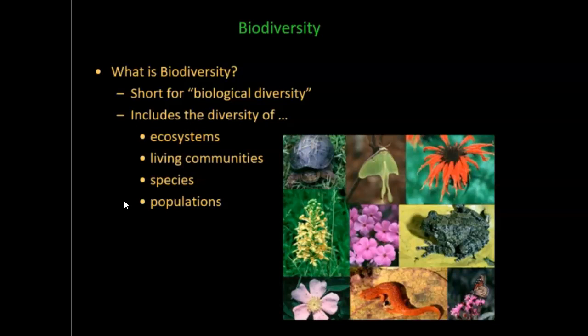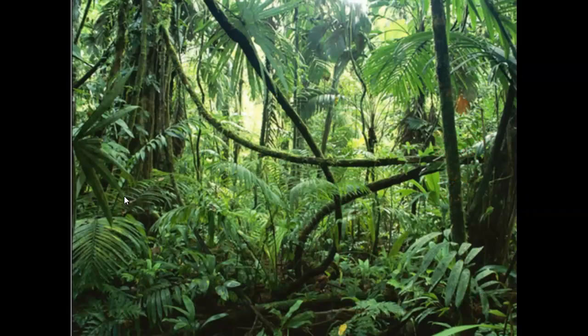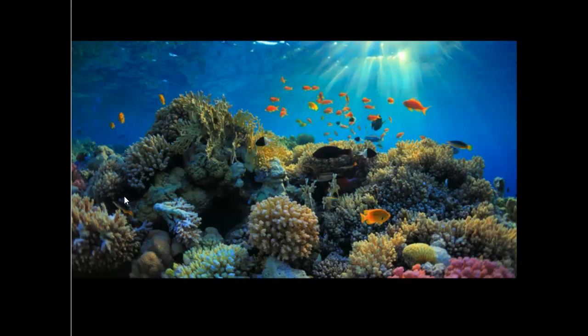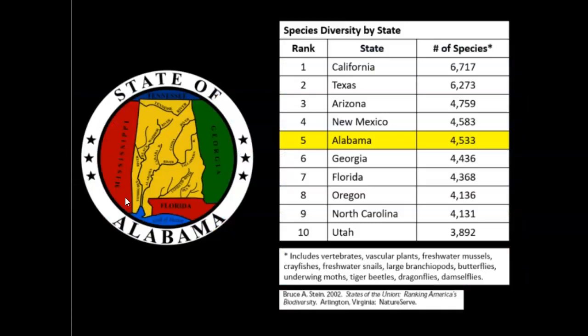As you know from your textbook readings, there are places on the planet where we have a lot of biological diversity. You might think of the tropical rainforests of the world, or you might think of the coral reefs of the world. Yes, these ecosystems do have exceptionally high levels of biodiversity, but what if I were to tell you that you don't have to go very far to find some of the most species diverse ecosystems on the planet, because they're right here in Alabama?